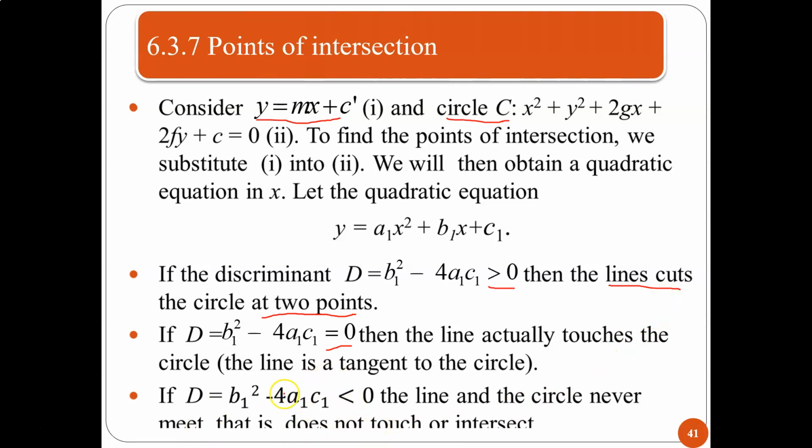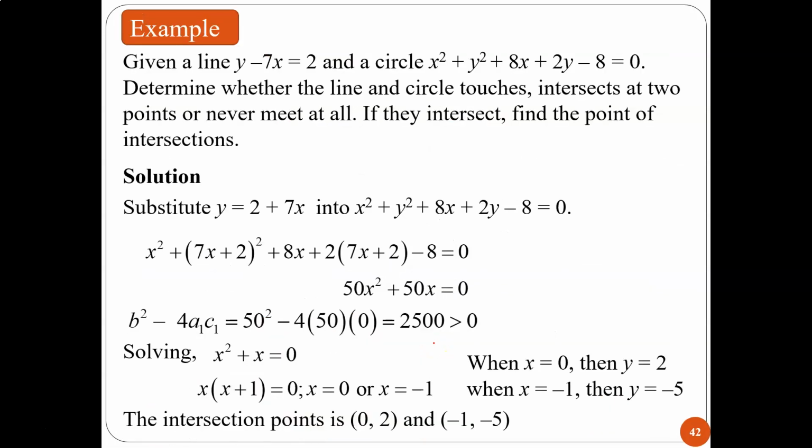And if D, b squared minus 4ac, is less than 0, this one for less than 0, the line and the circle never meet. That is, it does not touch. It does not touch at all. Never meet. Okay, never meet. So, let's see the example.